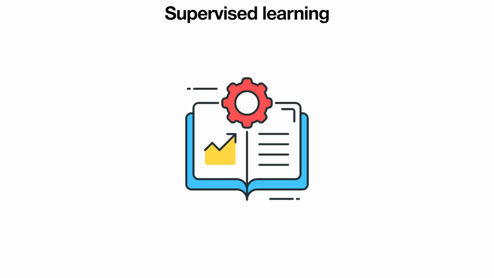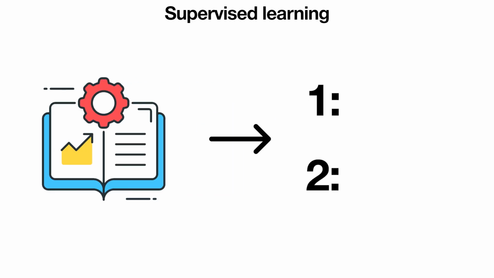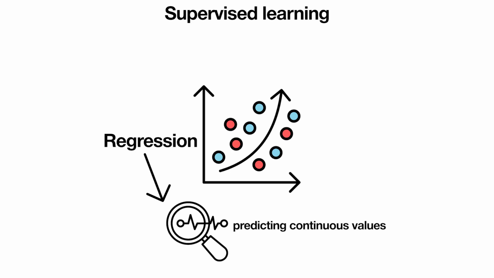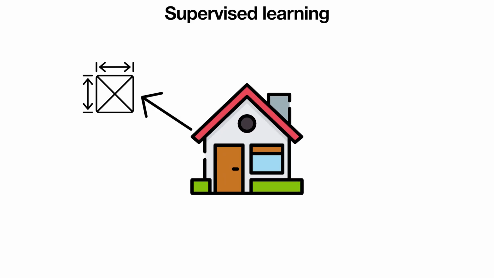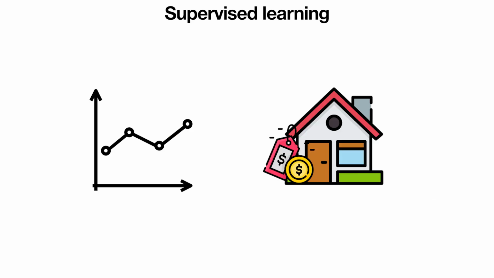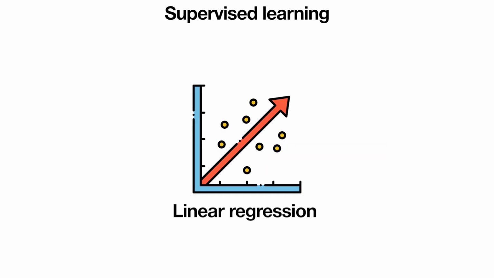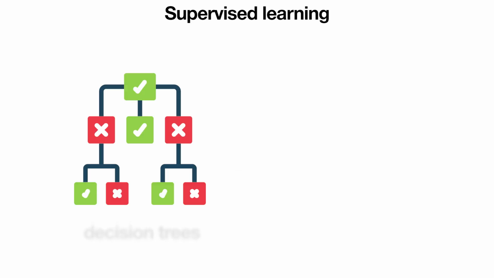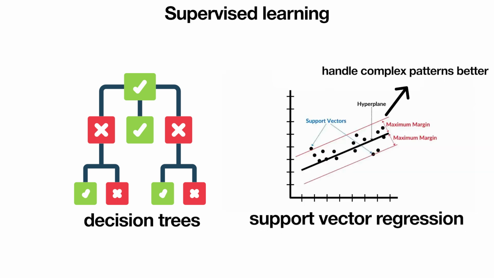Within supervised learning, there are two main subtypes: regression and classification. Regression is about predicting continuous values. If you feed the model housing data like size, location, and number of rooms, regression can estimate the price of a home. Linear regression is the classic starting point, drawing the best fit line through data points to predict values. More advanced options include decision trees and support vector regression, which handle complex patterns better.